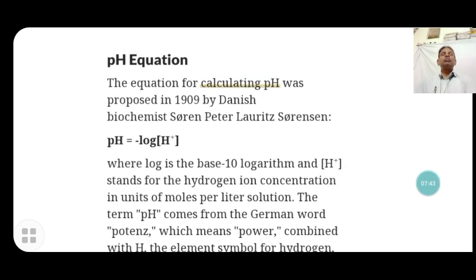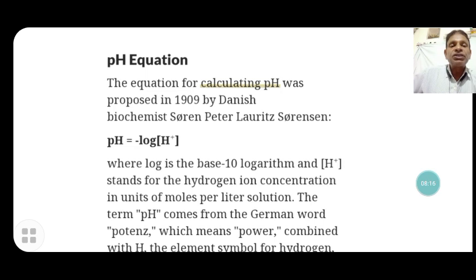Now the pH equation may also be expressed like that. The formula for calculating the pH was proposed in 1909 by Danish biochemist Søren Peter Lauritz Sørensen. pH is equal to minus log of the hydrogen ion concentration, where log is base 10 and the bracketed term stands for the hydrogen ion concentration in units of mole per liter of solution.